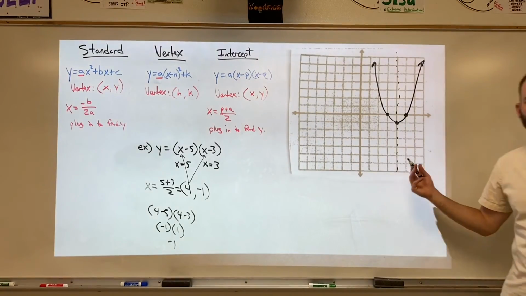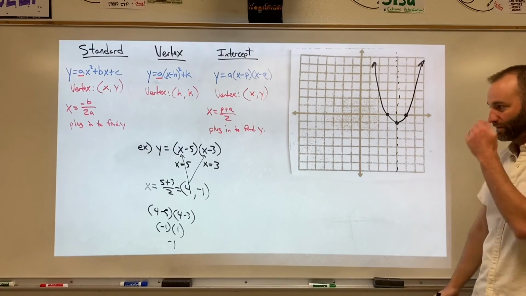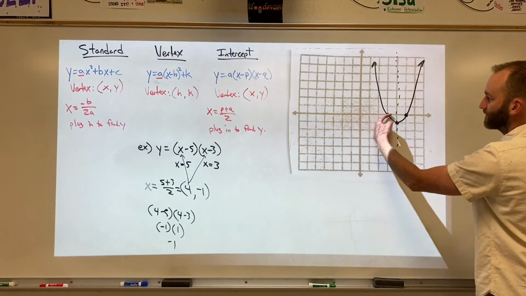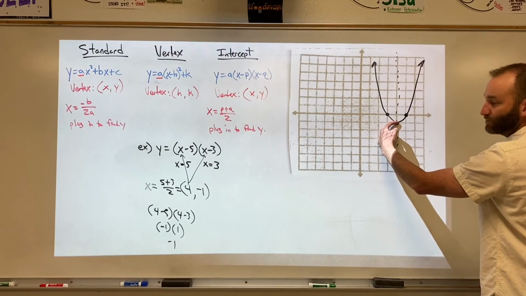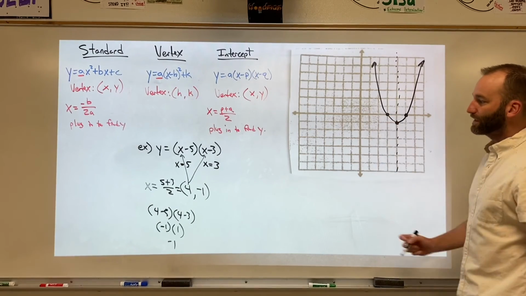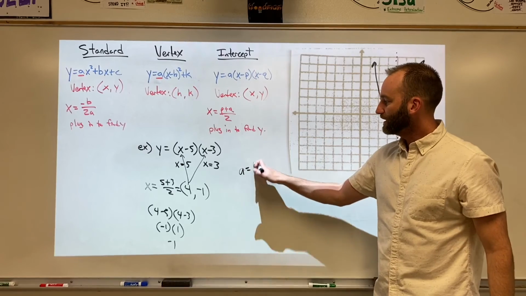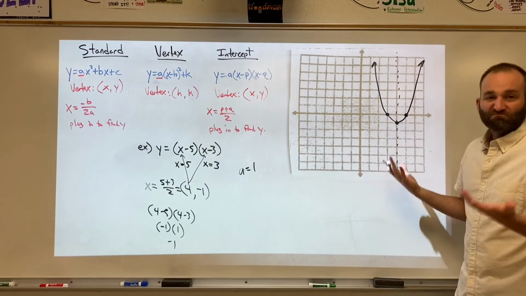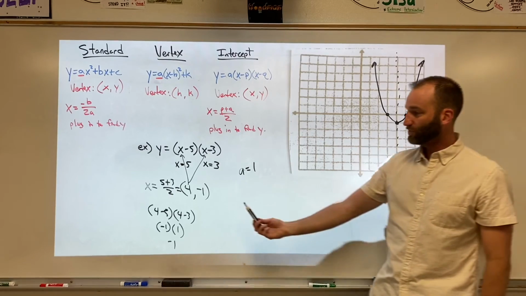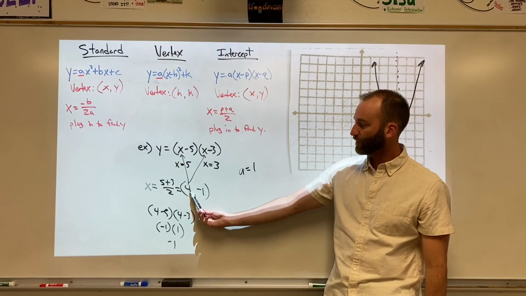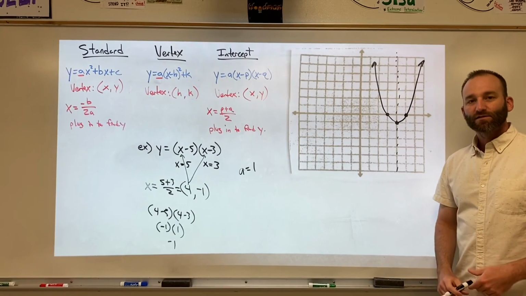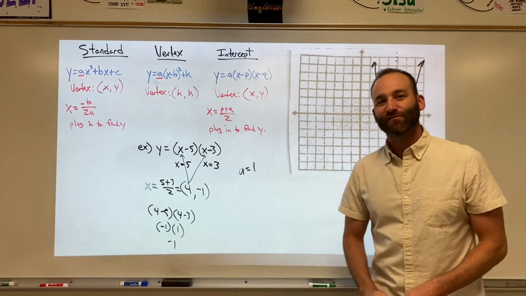Now, bonus points if you can describe all the transformations. Hey, the vertex is at 4, negative 1. That means it's shifting to the right 4, shifting down 1. Because the A value equals 1, it doesn't have a stretch, it doesn't have a shrink. That's it. There's only 2 transformations. It shifts to the right 4 and down 1. That's it.